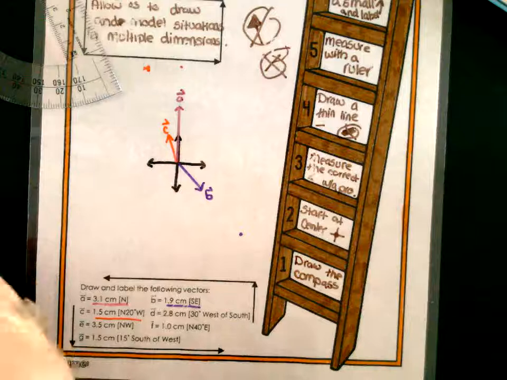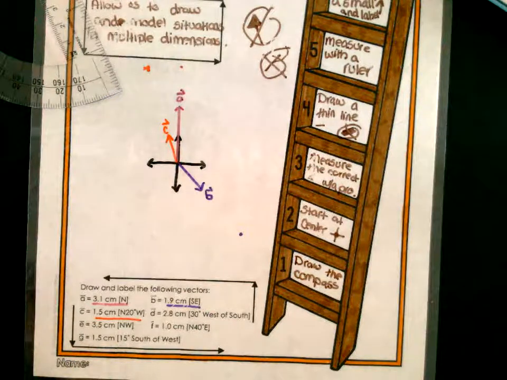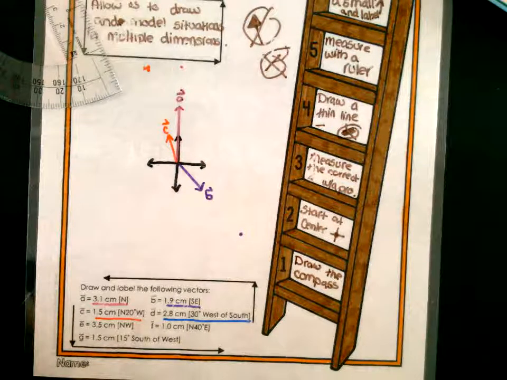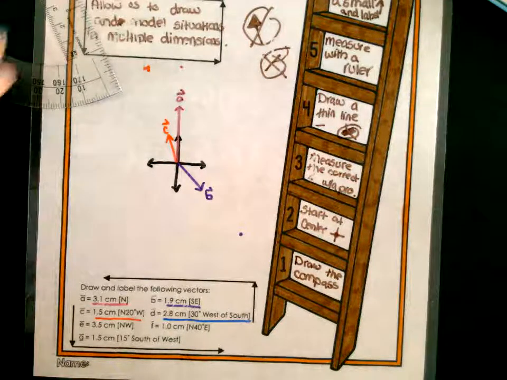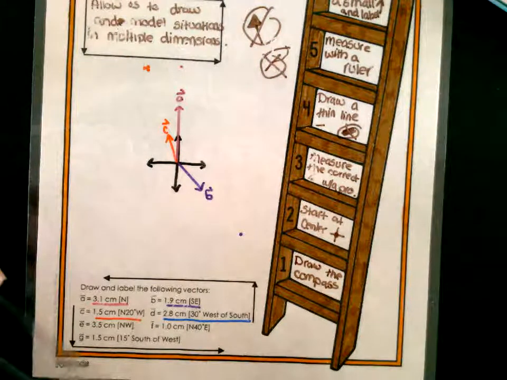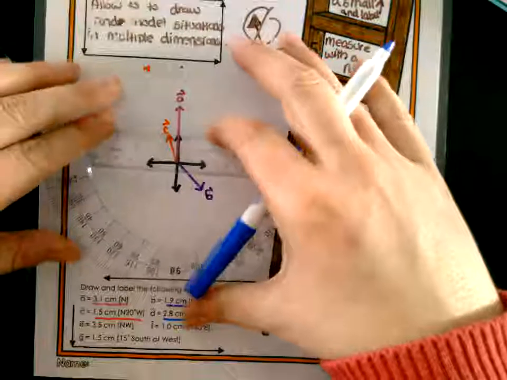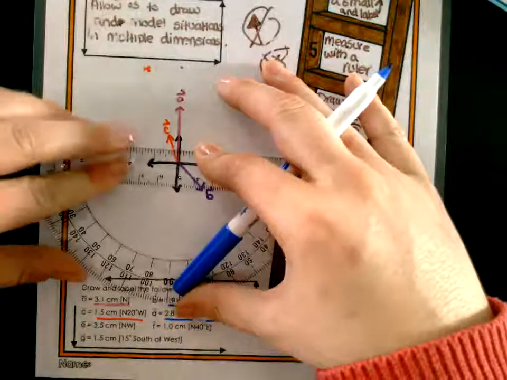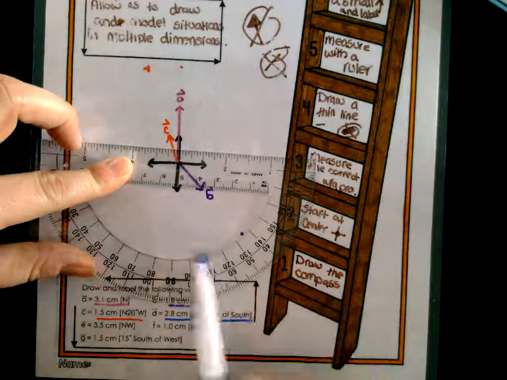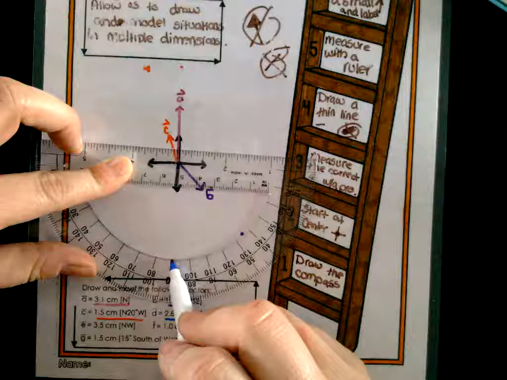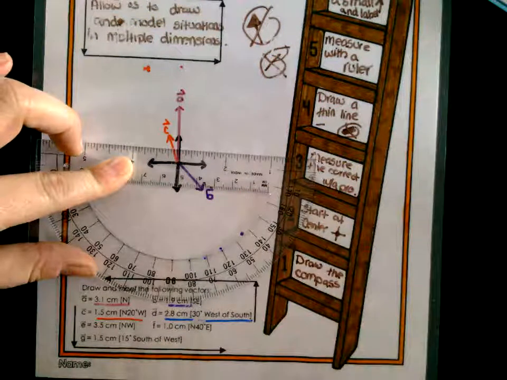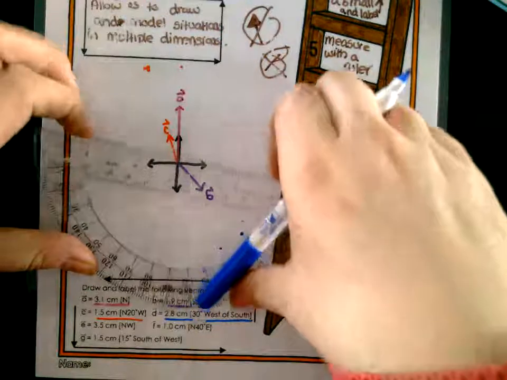All right, let's look at D. D says I need to go 2.8 centimeters, 30 degrees west of south. All right, so I'm going to go south is my main direction. So I'm going to set up my protractor. I know I'm going south. Got it all lined up with my vertex. And I'm going to go 30 degrees west of south. So if this is dead south, I'm going to go 10, 20, 30 degrees west. I put my dot.